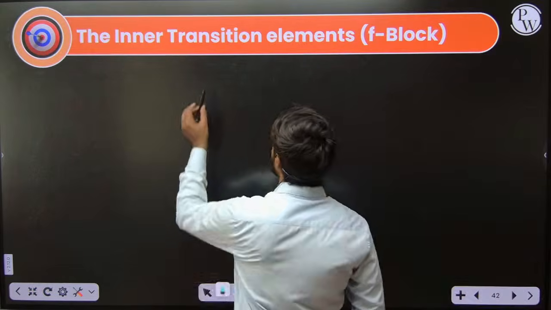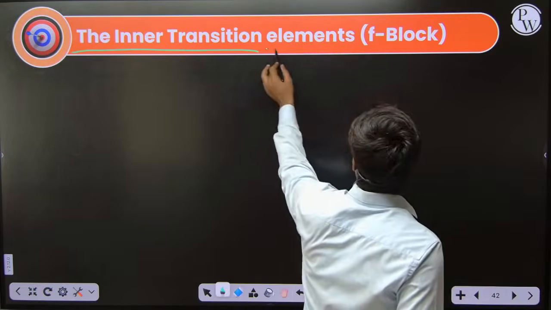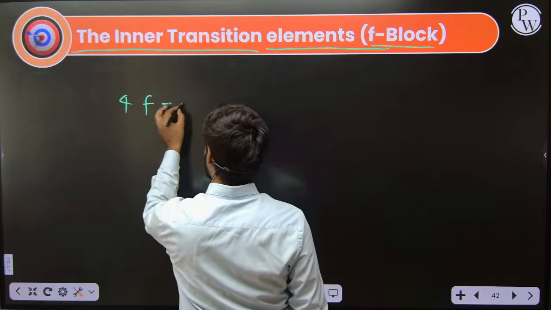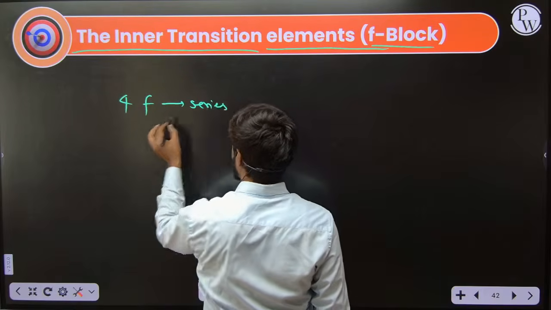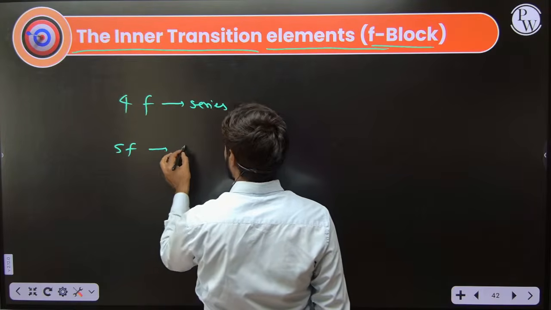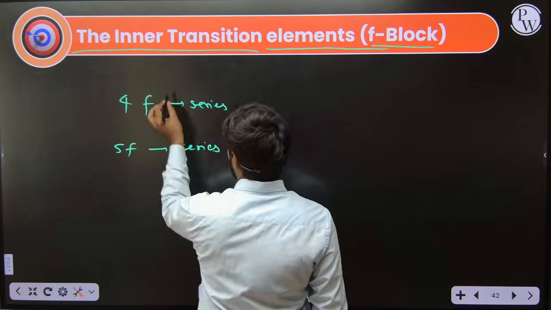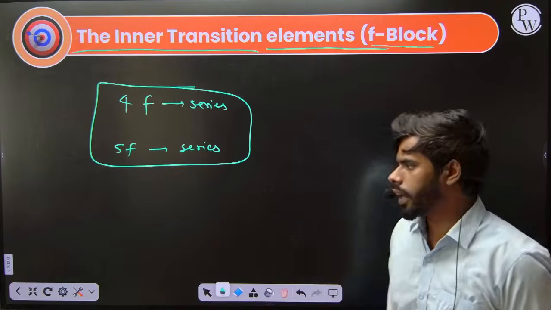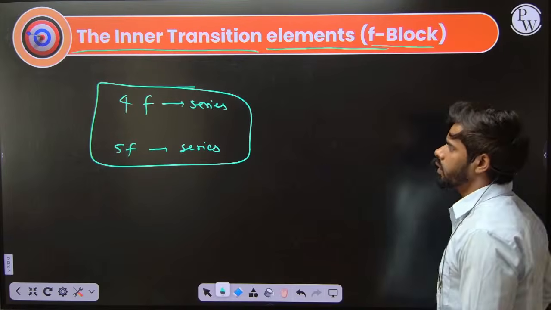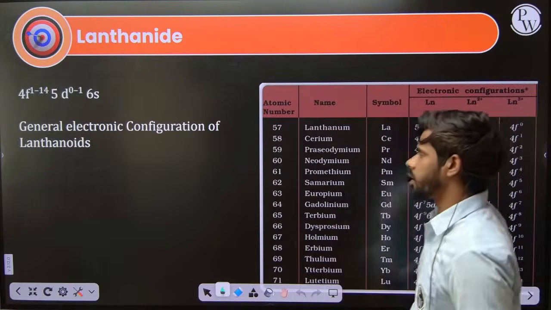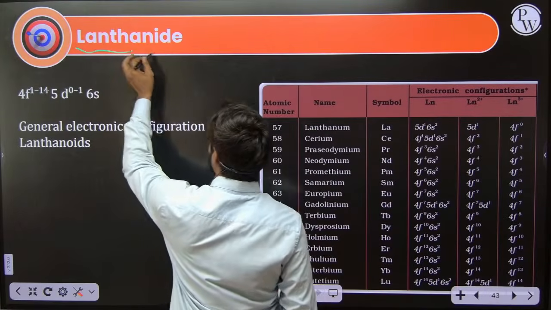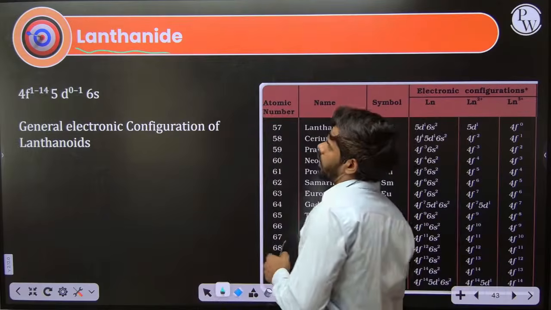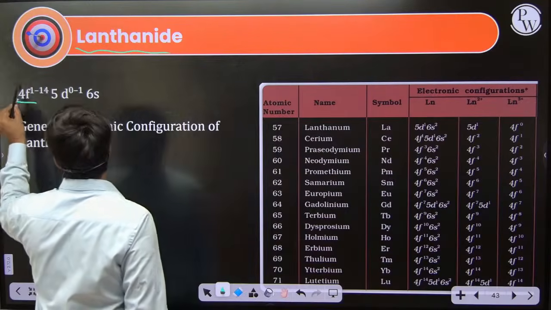Next, inner transition elements, that is the f block. The f block is classified as the 4f series and the 5f series. When the last electron enters the f orbitals, these are known as inner transition elements. They can be classified into lanthanides and actinides. So what are the lanthanides? Lanthanides are those elements in which the last electron goes into the f orbitals.